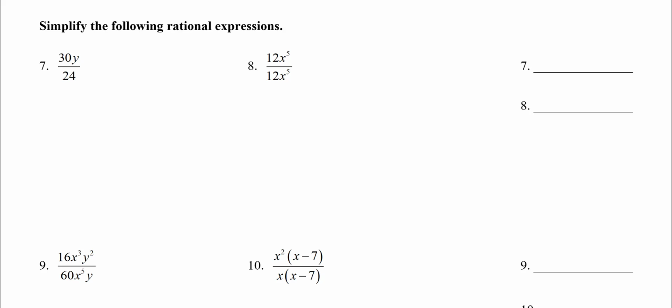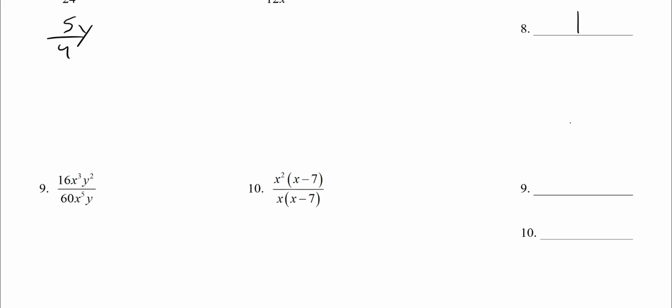Okay, so if I have 30 over 24, first of all, it's got a y on top, and there's no y on the bottom to deal with it. So the y is going to stay on top. But if I reduce 30 over 24, I get 5/4. So this is the answer: 5y over 4. Do you guys agree the 12s cancel out and the x-fifths? In fact, it's the same on the top and the bottom, so it's automatically 1. That's pretty easy.